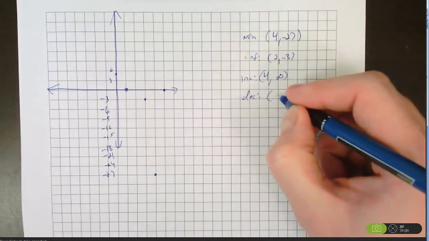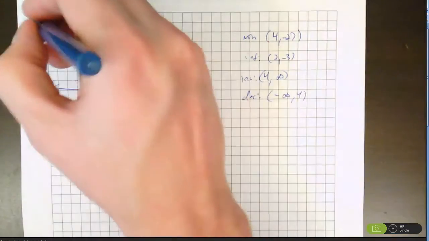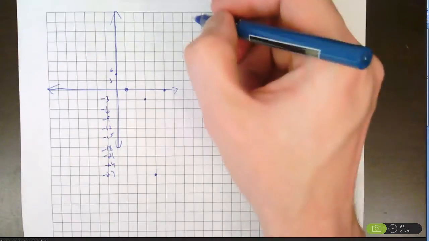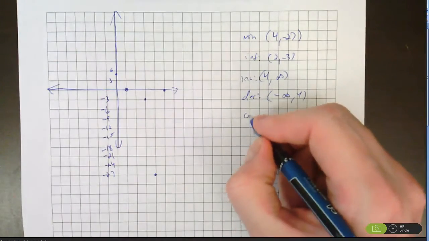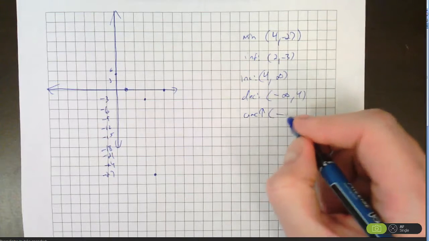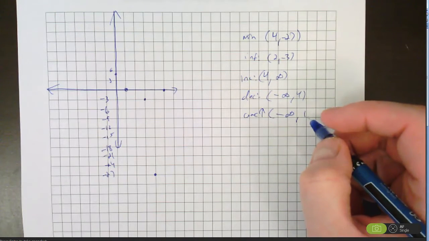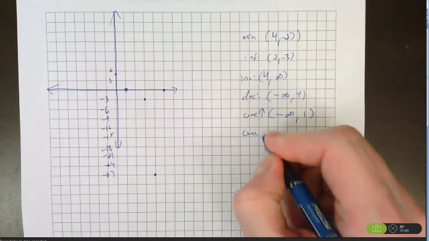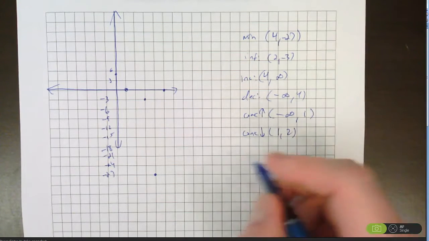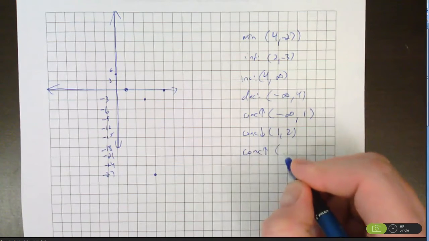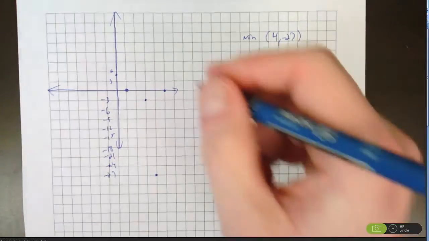Now, increasing from 4 to infinity, decreasing from negative infinity to 4. So I'm going downwards from here, and then I go back up. And then concave up from negative infinity to 1, I think, is what it was. No, so yeah, to 1. Concave down from 1 to 2, and then concave up again from 2 to infinity.